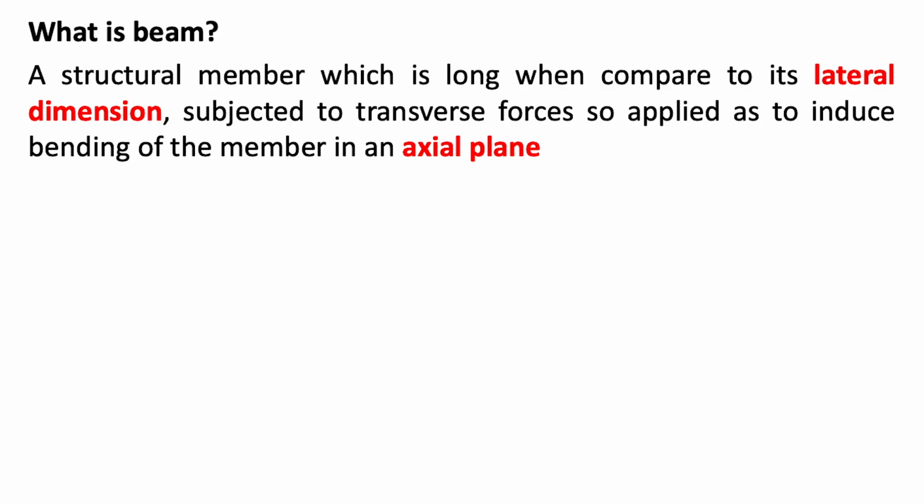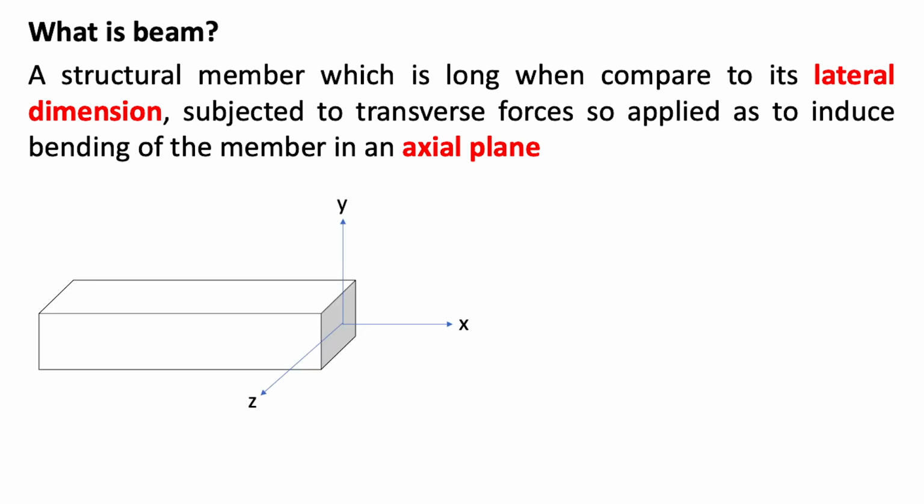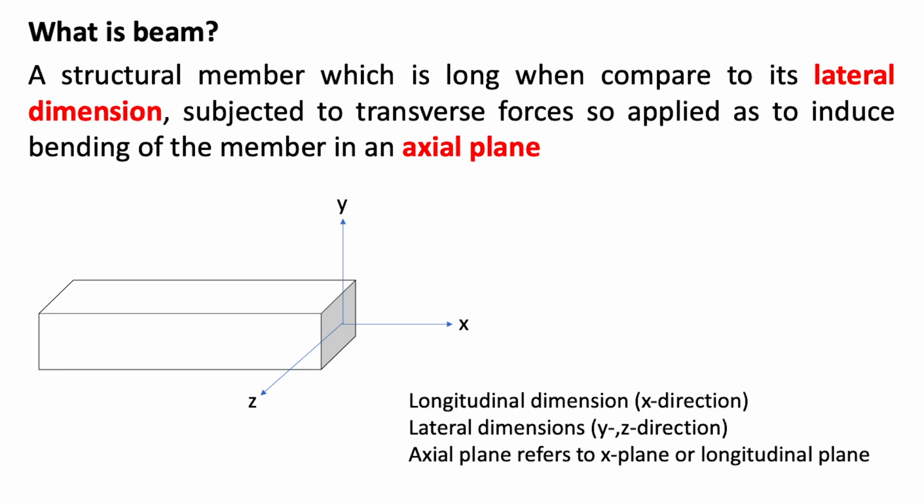And now, what is lateral dimension and what is axial plane? If we draw a beam with a rectangular cross-section and put the x, y, and z axes, the longitudinal dimension refers to the x direction, the lateral dimensions refer to the y and z directions, and the axial plane refers to the x plane or longitudinal plane.